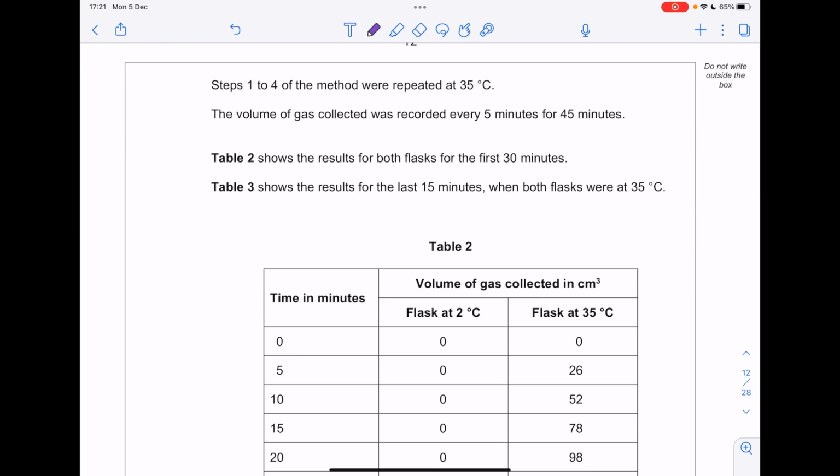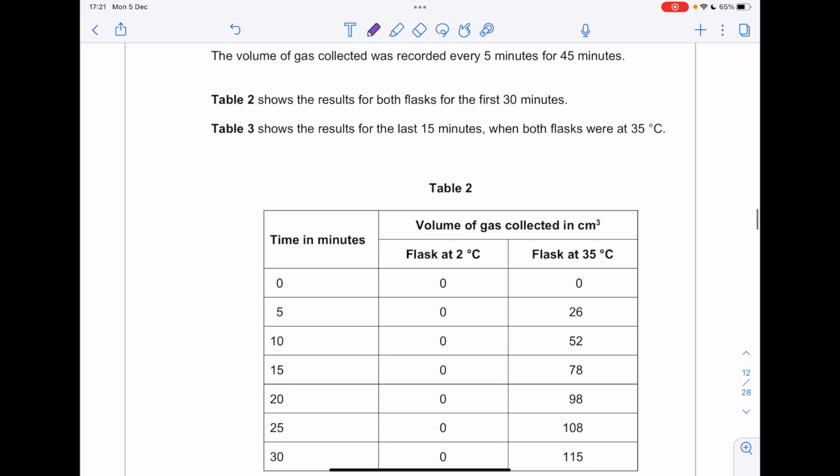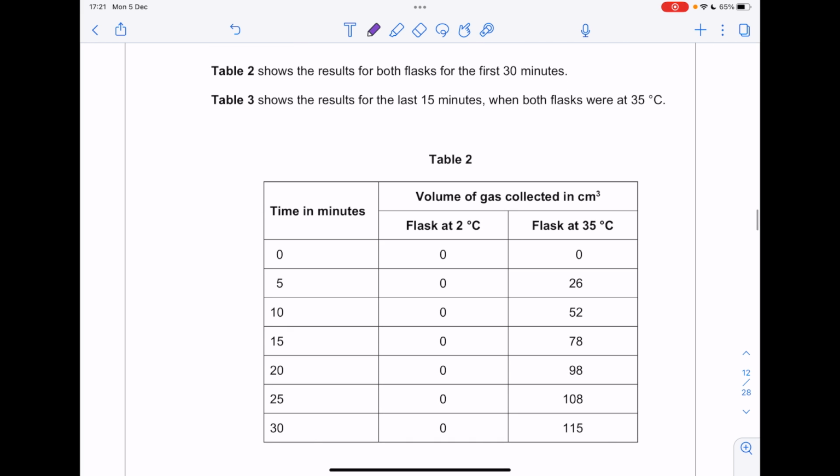Steps 1 to 4 of the method were repeated at 35 degrees. The volume of gas collected was recorded every 5 minutes for 45 minutes. Table 2 shows the results for both flasks for the first 30 minutes. Table 3 shows the results for the last 15 minutes when both flasks were at 35 degrees.